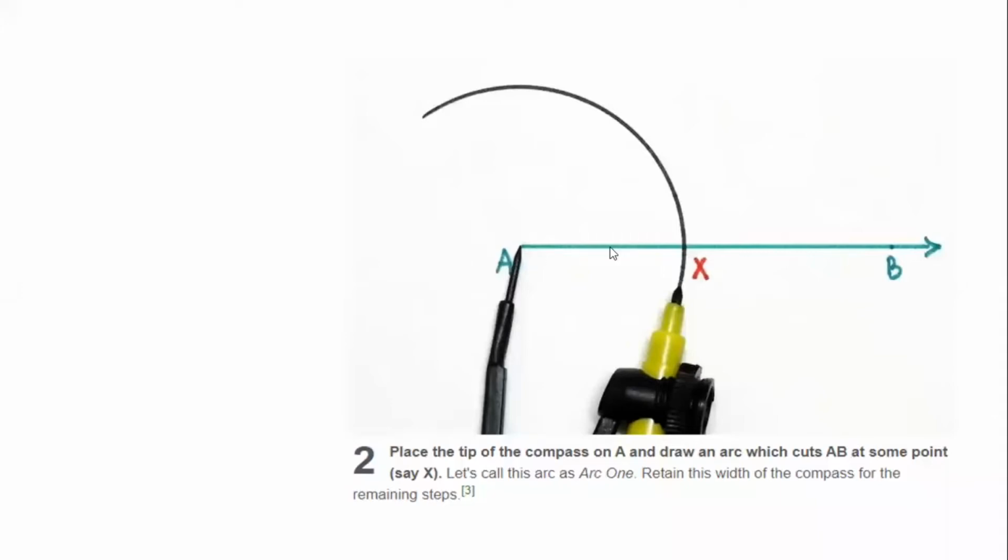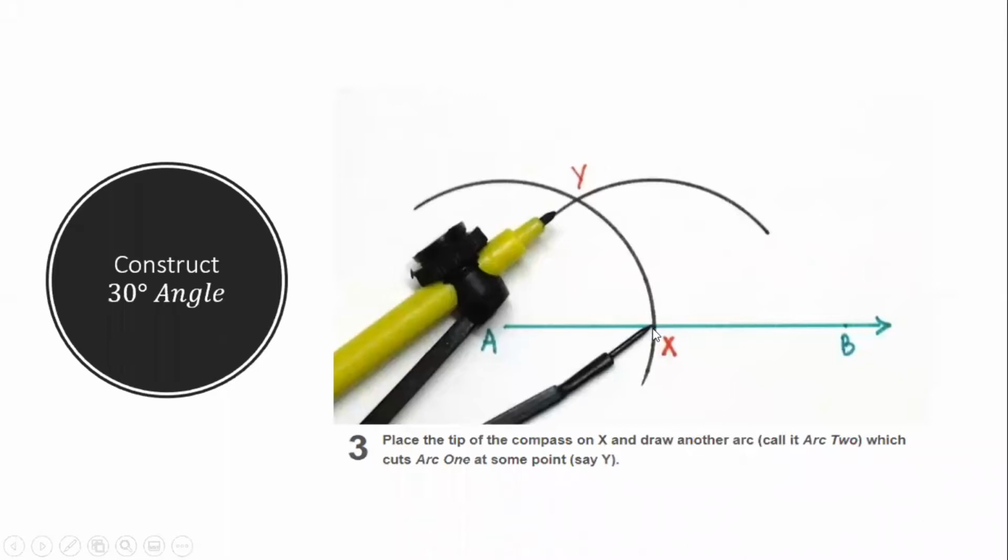After doing that, we place the tip of the compass at the point at which that first arc cuts the line. We don't change the length of our compass, it remains the same. So we put the point where it cuts the first line, which we're calling X, to make another arc. And where it intersects, it is the point Y.